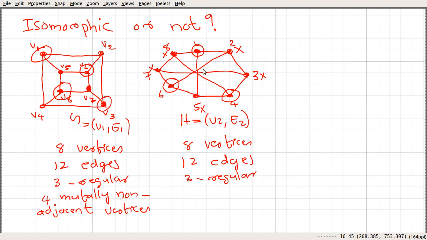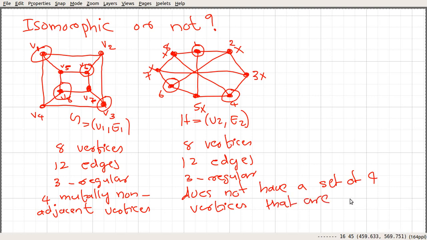So in this case, we can see that this graph does not have a set of four vertices that are mutually non-adjacent.